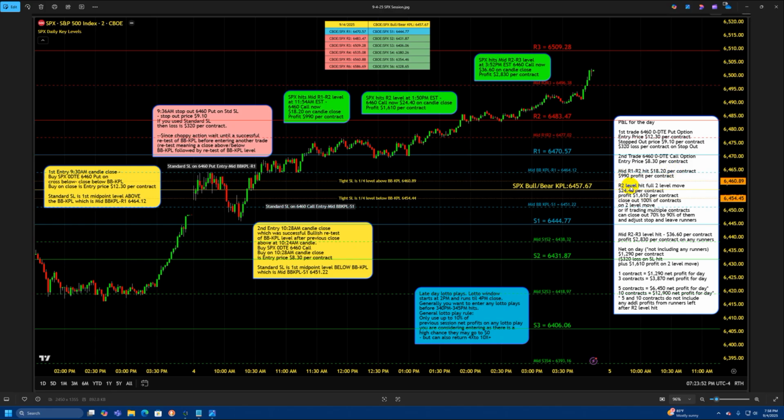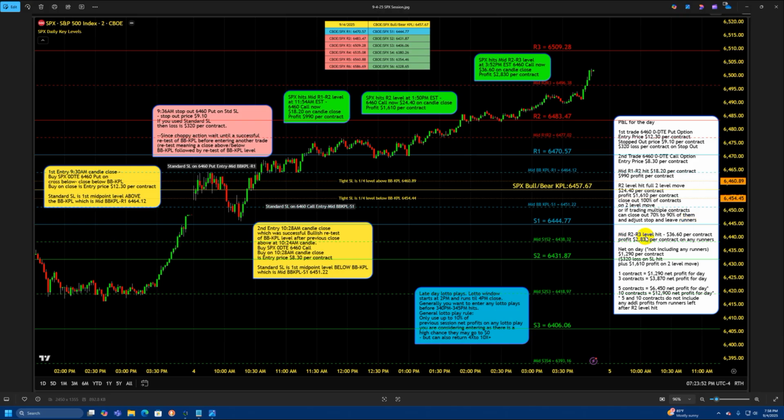On the R2 level hit, a full two-level move, it was $24.40 per contract. Profit $16.10 per contract. Close out 100% of contracts on the two-level move, or if trading multiple contracts, you can close out 70 to 90% of them, adjust your stop and leave runners.